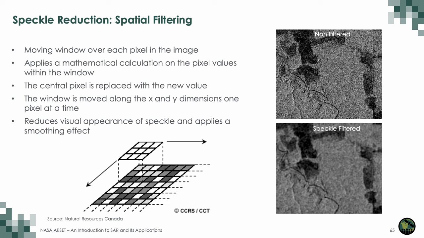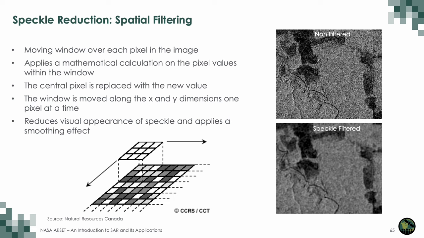Now, temporal filtering is similar, whereas instead of using a spatial filter, you average pixels within an image stack. The problem with temporal filtering is that if you're trying to detect change, it will likely be averaged out. The good thing about temporal filtering is that the spatial resolution is not degraded. So for multi-looking and for spatial filtering, you reduce speckle at the expense of spatial resolution.